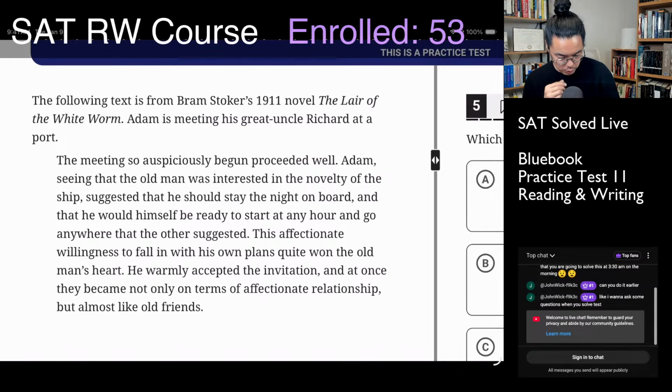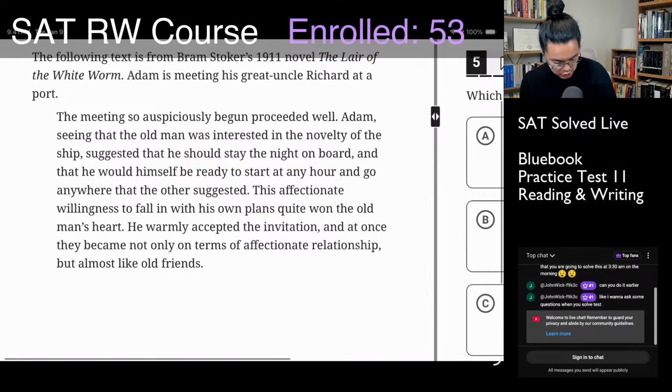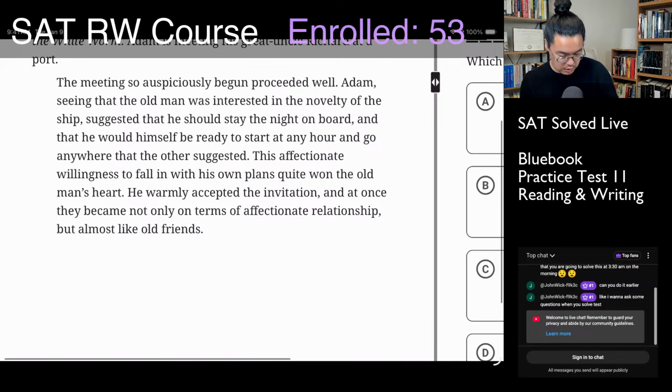The lair of the white worm. Richard. Adam is meeting Richard at the port. The meeting, so luckily begun, proceeded well. Adam was seeing that the old man was interested in the ship. Maybe Adam is a ship guy. Maybe you should stay the night on the board. Oh, he's like a sailor or like a captain. Yeah, he's like a captain.